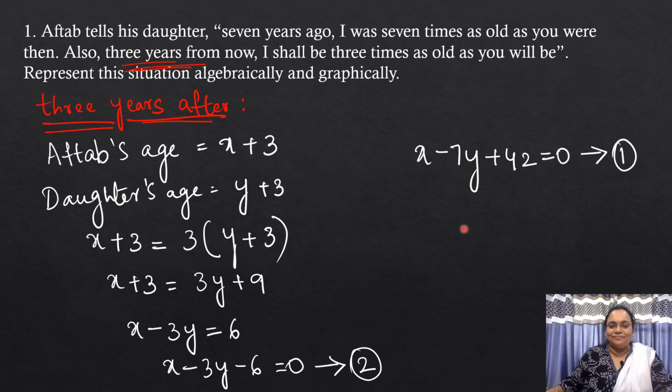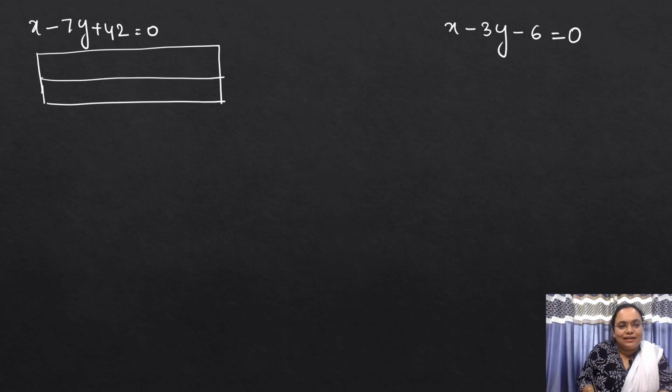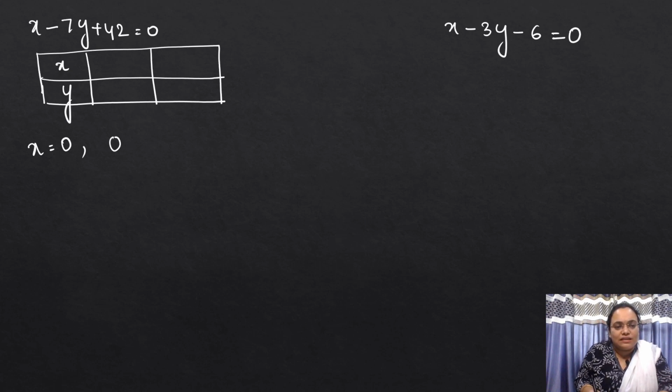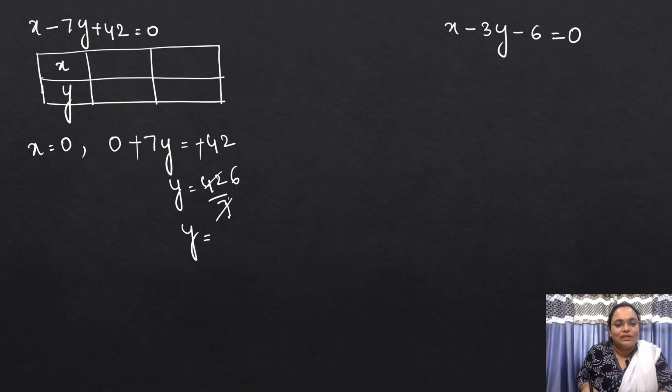Clear? So to represent graphically we need 2 points. So let us take x is equal to 0 and find 1 point. If you take x is equal to 0, this becomes 0 minus 7Y is equal to minus 42. Minus minus gets cancelled. Y is equal to 42 by 7. 7 ones are 7, 7 sixes are 42. You will get Y is equal to 6. So when x is equal to 0, you will get Y is equal to 6.